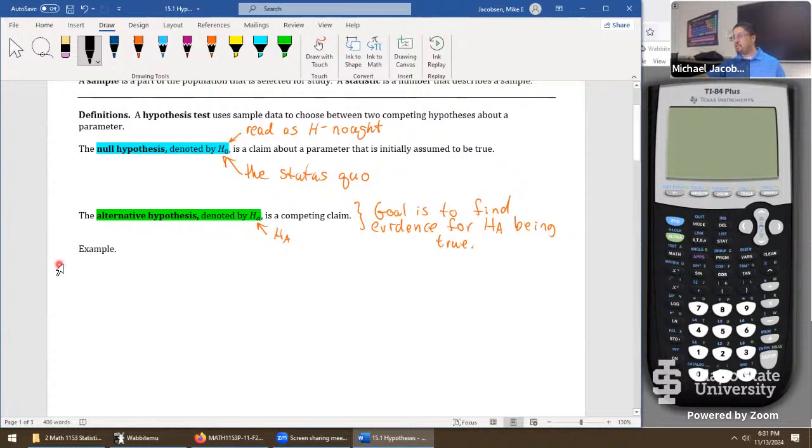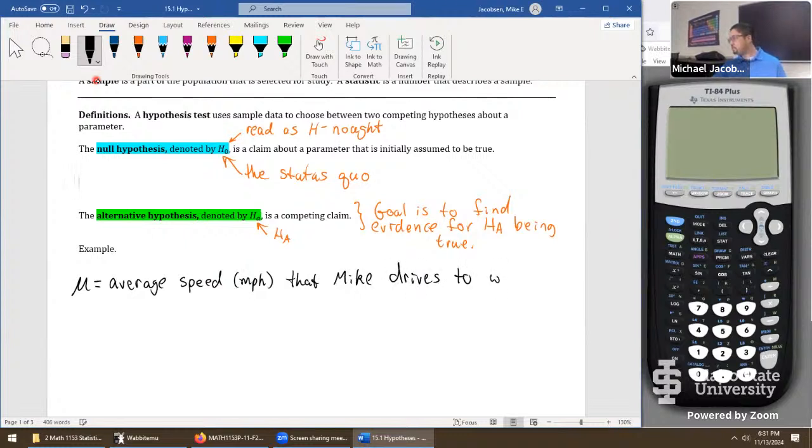Here's our example. Let's define a parameter because hypothesis testing is all about parameters. Let's write out mu equals the average speed. Let's put here in miles per hour that Mike, being me, drives to work in a 35 mile per hour speed zone. So that's our parameter mu.